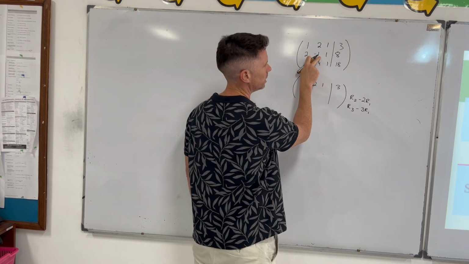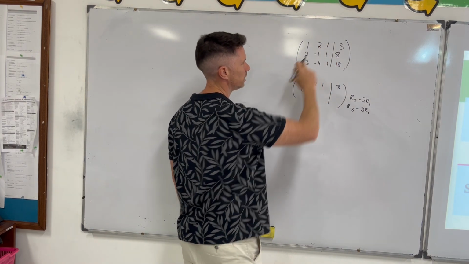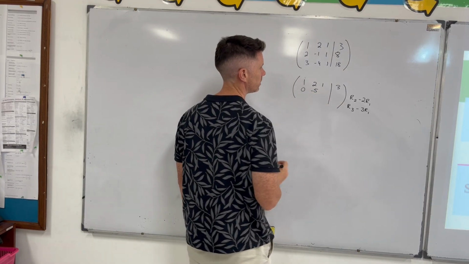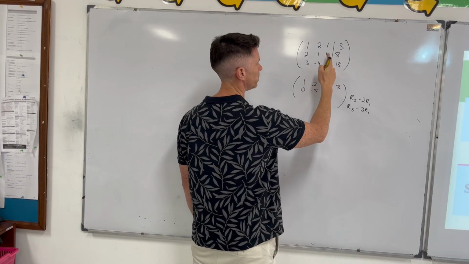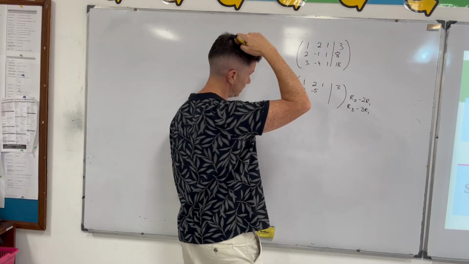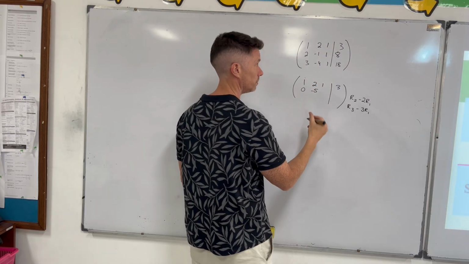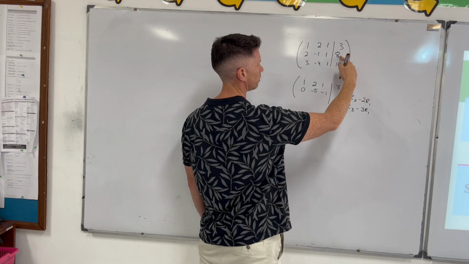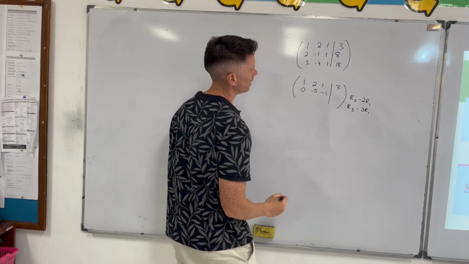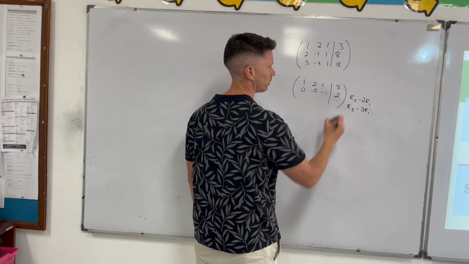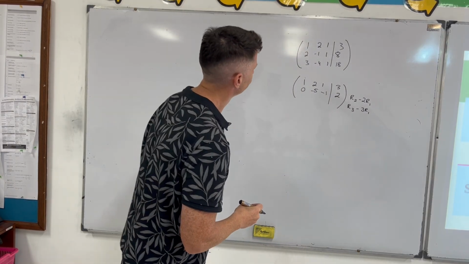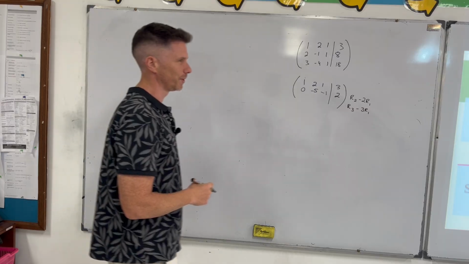Row 2 is minus 1, take away twice 2 is minus 5, I think. Row 2 is 1, take away twice 1, which is minus 1, I think. 8, then take away twice 3 is 2. Yeah, correct me if I made a mistake. Minus 1. No, it's not. Oh, yeah, it's good. Thanks. All right, it's all good.